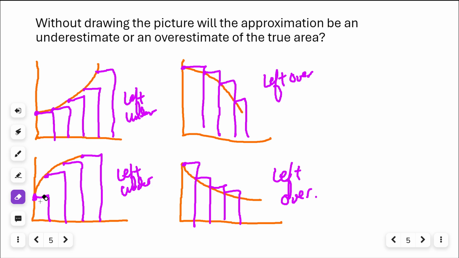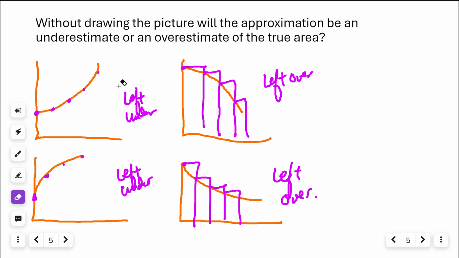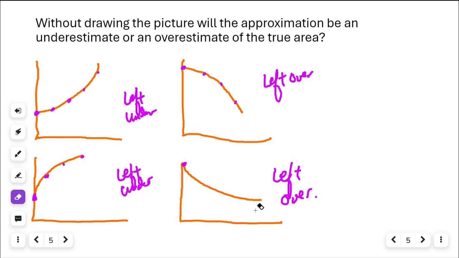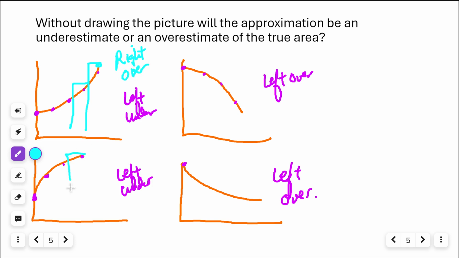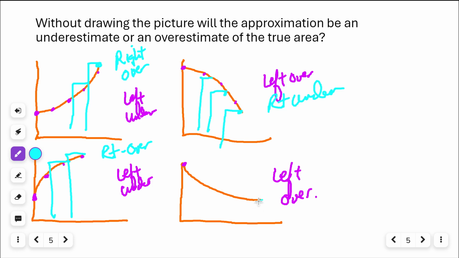Okay. What if I tried to draw from the right? Let's just take a second and erase these. What if I wanted to draw from the right this time? From the right, crossing down, crossing down. From the right, it's over, this picture. Here, also over. Here, under. And over here, under again.